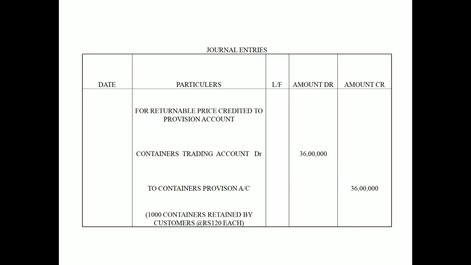That you are getting from 30,000 into rupees 120 each. Here it is written as 1,000 into 120, but it is not like that. It is 30,000 containers at the rate of 120, that is equal to 36 lakhs. There is a mistake in this presentation. So it is 30,000 containers at the rate of 120, equal to 36 lakhs.